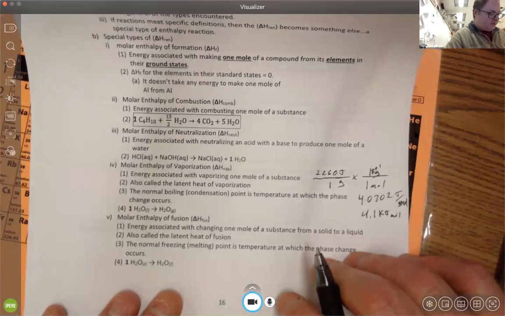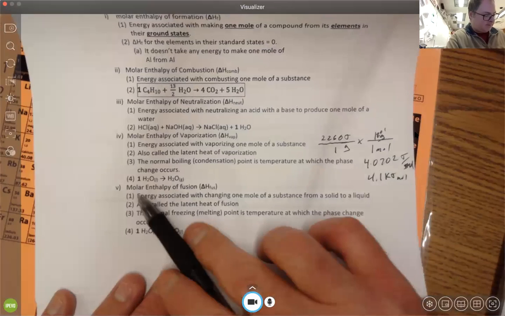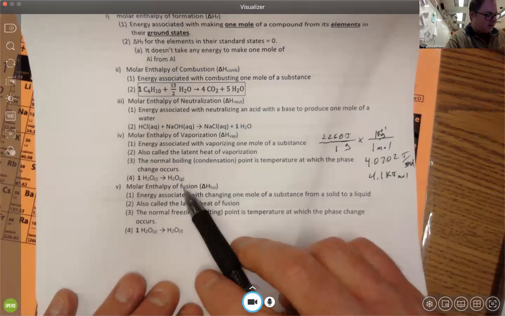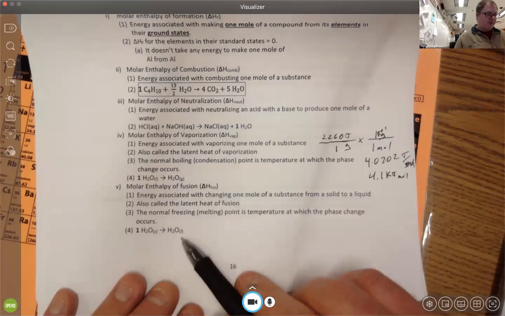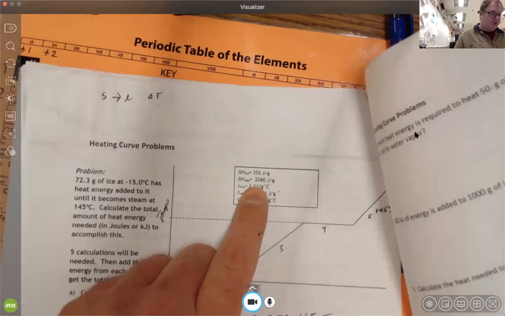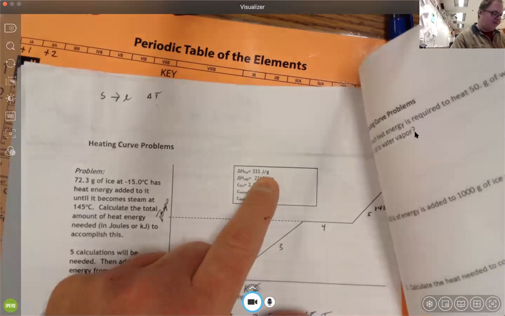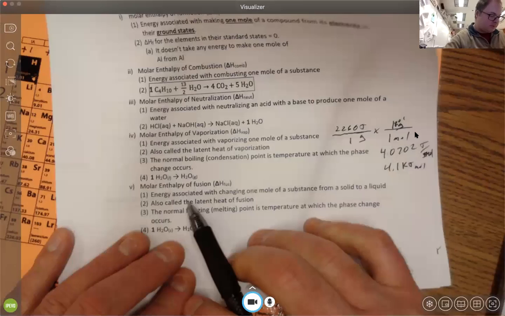Molar enthalpy of fusion, again, it's the molar. So if we were to do the same thing, fusion, remember, is the melting. So if we take 1 mole of water and change it into 1 liter, we can do the same exact thing dealing with our 333 joules per gram, change the grams to moles, and then we could have the molar enthalpy or molar heat of fusion.